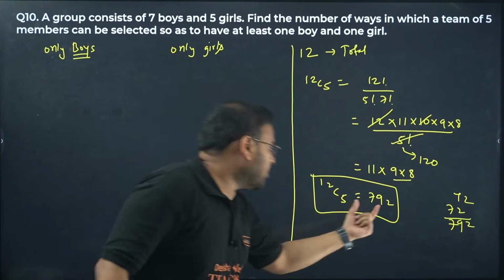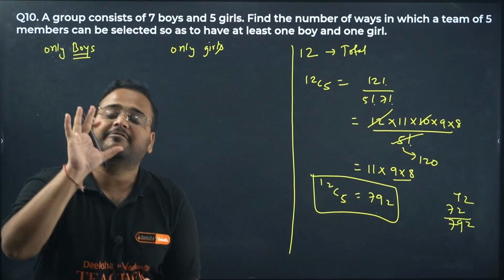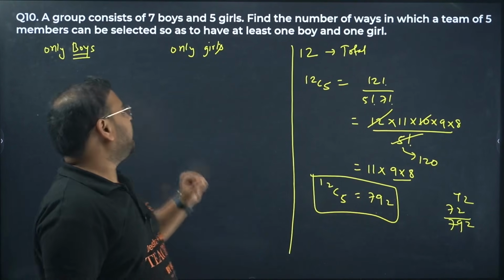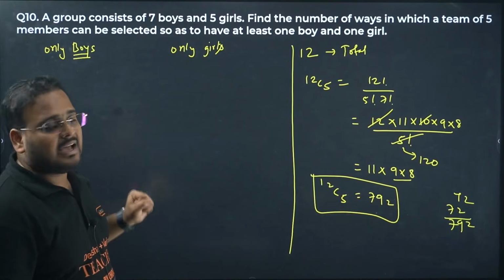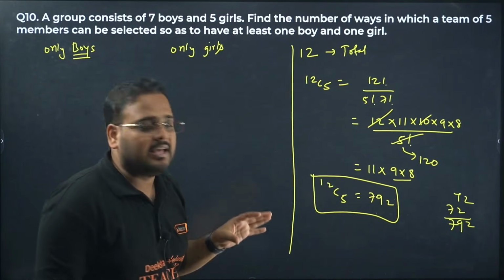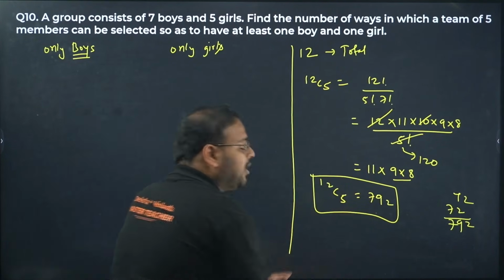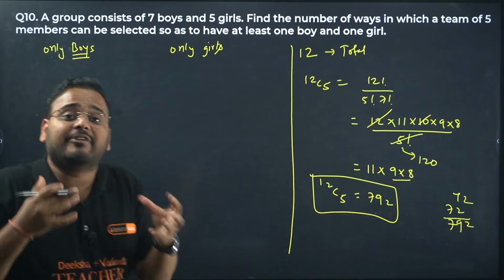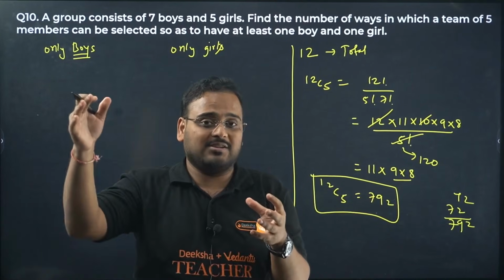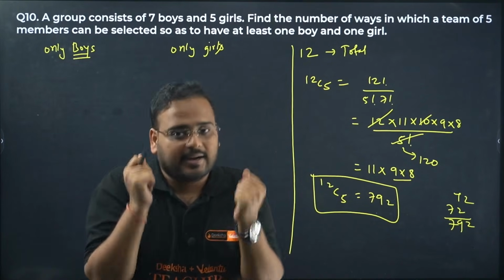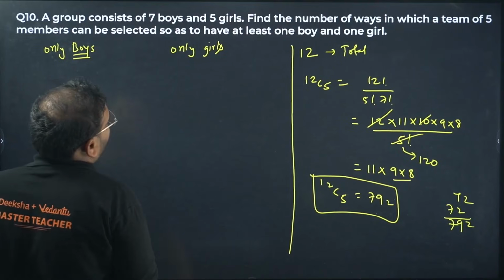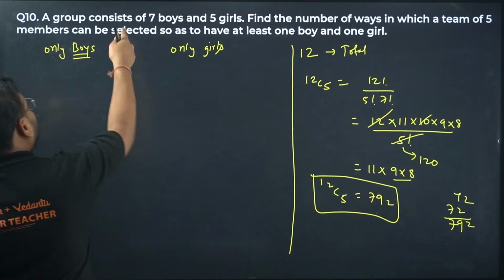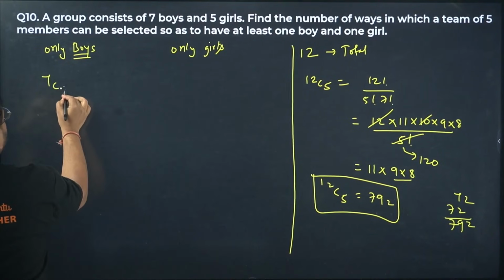Listen to me. Total is 792, picking 5 out of 12. But if you remove the only-boys and only-girls cases from the total, what is remaining? The cases where you don't have all boys and all girls, meaning a minimum of 1 of each will be there, right? Getting it? So let's find only boys. How do you pick only boys?